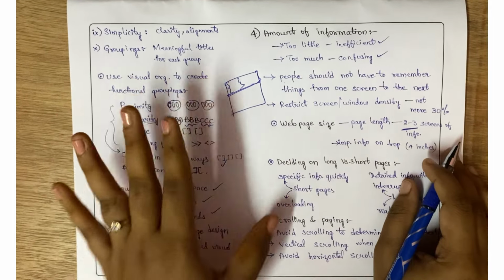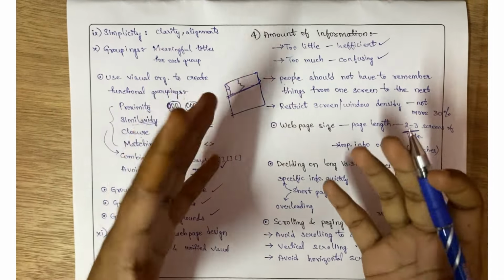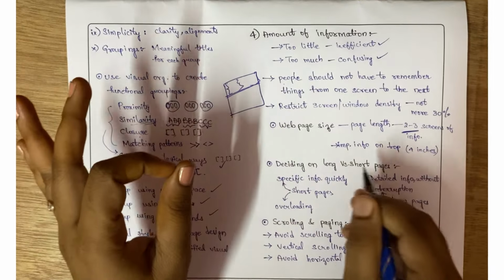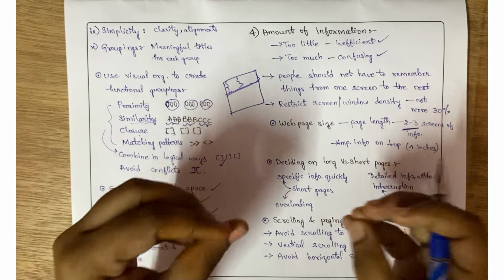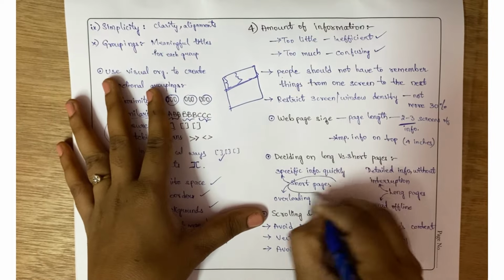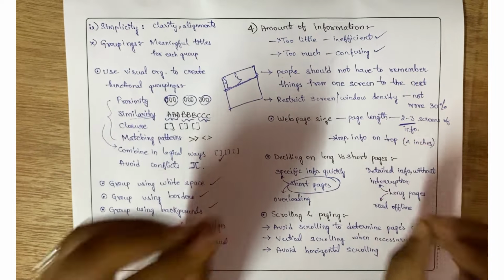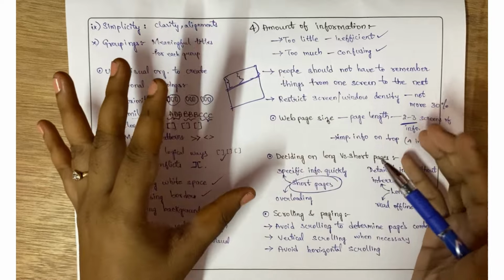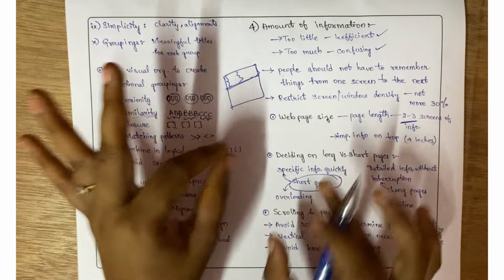And also deciding on long versus short page. That means when we should use short pages, when we should use long pages. So when you want to give quick information for people, that means specific information quickly, then use short pages. And if you don't want to overload the users with all the information you have, then use short pages.